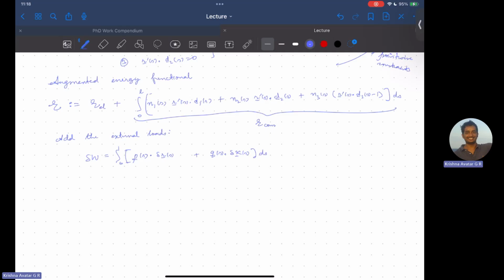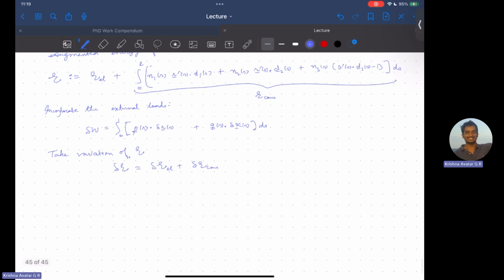Now what we can do is take variations, incorporate the constraints. Take variations of the augmented energy functional. Take variation of epsilon. Then we have delta epsilon is equal to these variations: delta E_EL plus delta E cons.